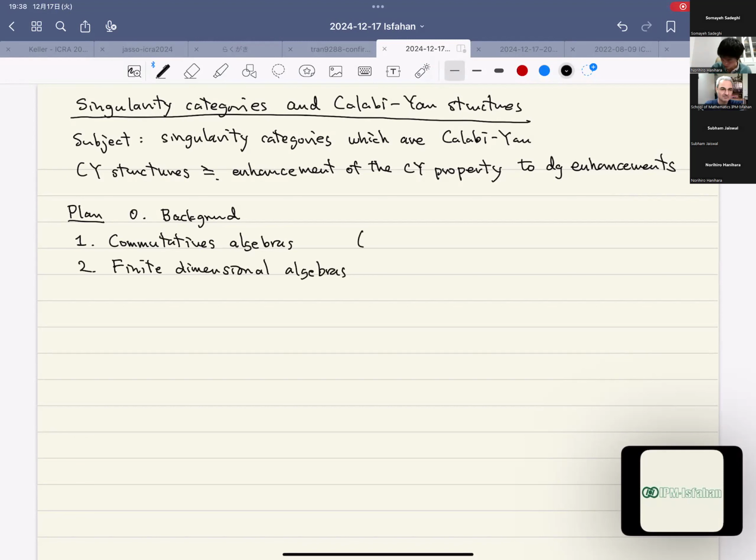The first part is based on joint work with Saito Iyama. And the second part will be based on joint work with Bernhard Keller. So let me start from the first background part. I will start the discussion with some basic definitions around Calabi-Yau triangulated categories.